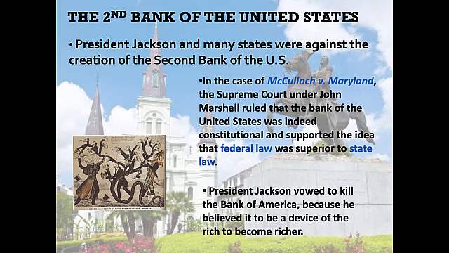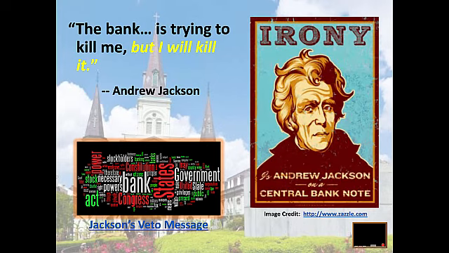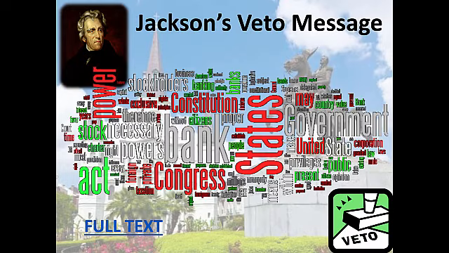And so when the bank charter comes across his desk, it's no doubt what he's going to do. He is going to veto it. And that's exactly what he did. He said, the bank is trying to kill me, but I'll show you. I'll kill it. And he vetoes it. So why did he think that the bank was so bad? I mentioned that he thought it was helping the rich become richer. But what he really believed was that this power of banking, this financial power, should be in the states. Remember, Democrats were about states' rights and more power in the state governments.